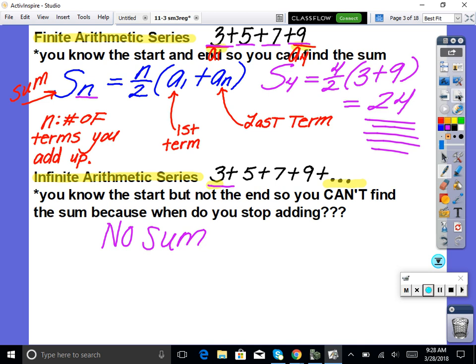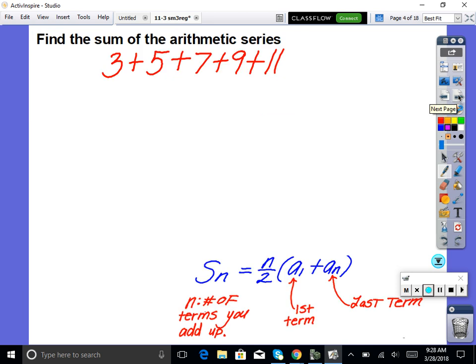Okay, let's put it to use. So everybody just look up here. Find the sum of the arithmetic series. We're going to do it the formula way. So I want you to notice, isn't this a sub 1? A sub 2, 3, 4, isn't this a sub 5? Therefore, we know we're summing up 1 through 5. Does everybody see? We're summing up 1 through 5 terms. We are summing up 5 terms.